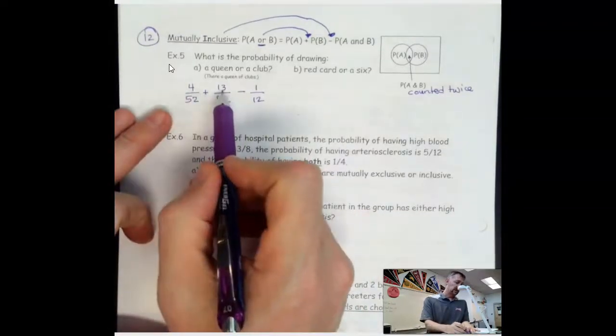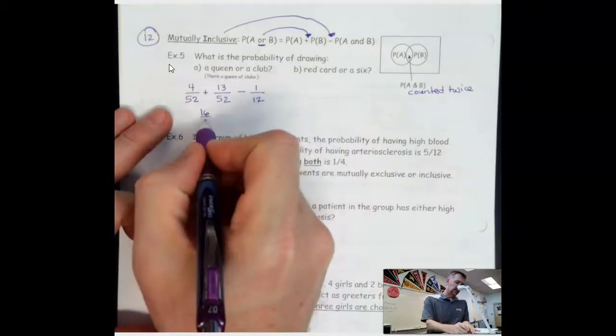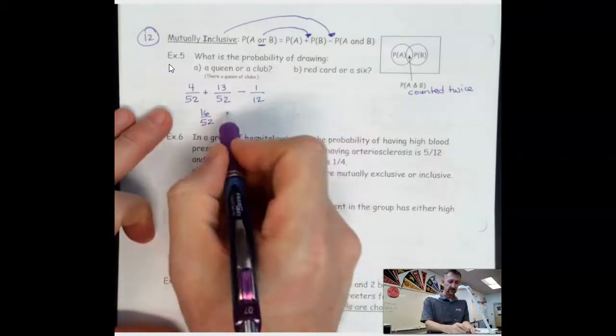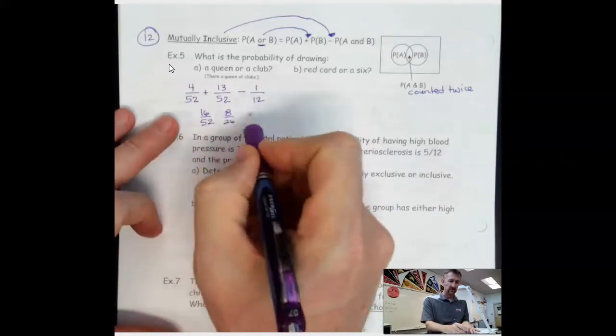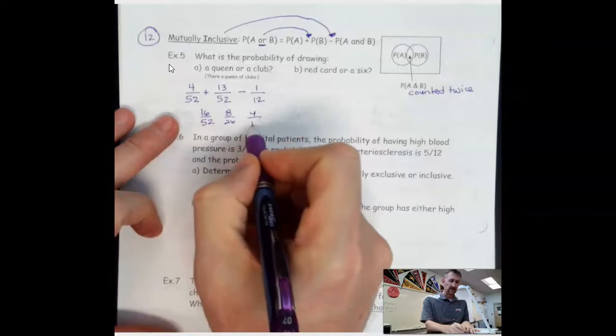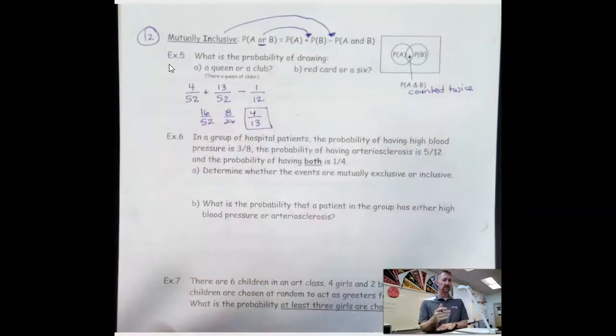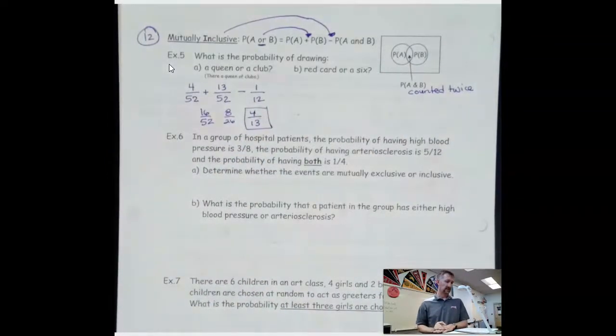Okay, so that's 17 minus 1 is 16, so that's going to be 16 over 52, and then maybe 8 over 26. I divided both of those by 2, and then I divide by 2 again, so that's going to be 4 over 13. It's about a third, roughly. Okay.